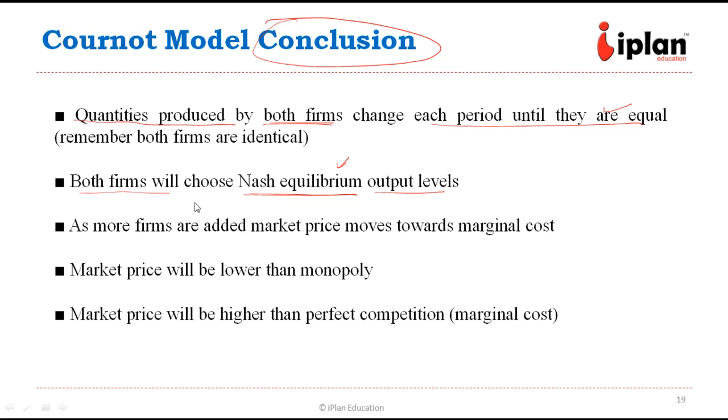So in the case of this duopoly, if more firms are added, the market price will move towards the marginal cost. It will come down towards the marginal cost. So the profit margins will come down if more firms are joining the market, and the market price will be lower than the monopoly since there is more than one firm, and it will be higher than perfect competition, where the price was equal to the marginal cost. So if more and more companies join, then the market price will move towards marginal cost, and once it reaches it, it becomes a case of perfect competition. Now let us move to the next slide.